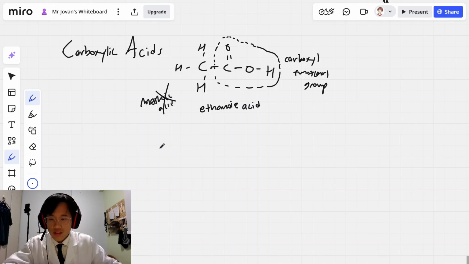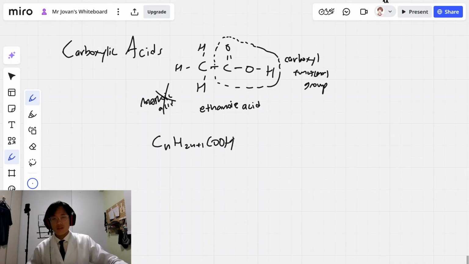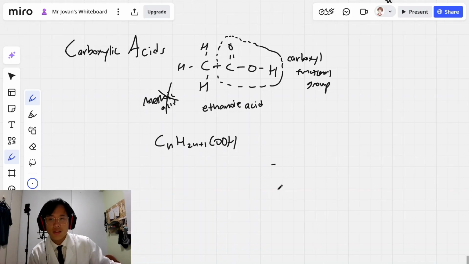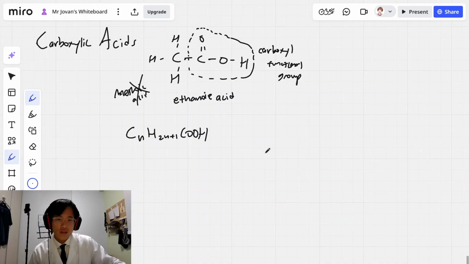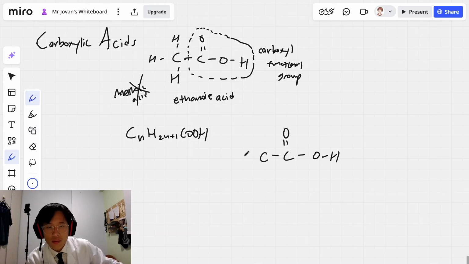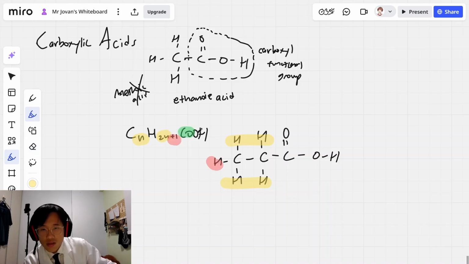So what is the general formula for carboxylic acids? It's CnH2n+1COOH. I'm going to break it down again and tell you why you don't need to memorize this if you just draw a simple carboxylic acid. So let's start by drawing a simple one. Cn, so 2n, up, down, 2n, plus 1 at the side, plus 1. COOH, COOH.